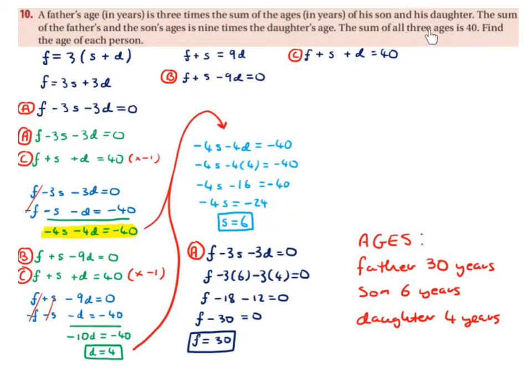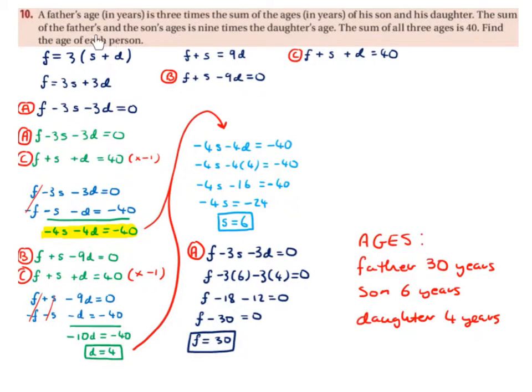The sum of all 3 ages is 40. Find the age of each person. So a father's age, which is going to represent F, is 3 times the sum of the ages of a son and daughter. So his son is going to represent S and his daughter is going to represent D. So the sum of their ages is going to be S plus D. So the father's age is 3 times the son's age plus the daughter's age. So F is equal to 3 times S plus D.